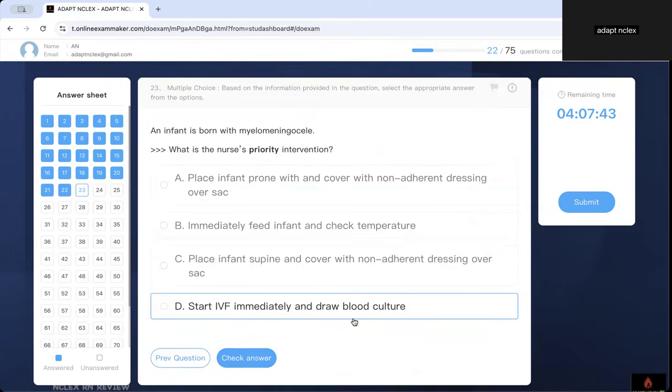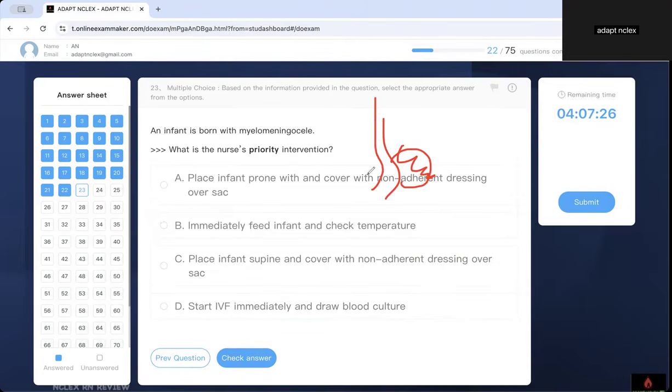Another patient, an infant, is born with myelomeningocele. You know what it is, right? What is the next priority intervention? These are the spectrum of spina bifida. That means the kid is born with a sac with some fluid on the spine. What do you want to do? Place the infant in the prone position and cover with a non-adherent dressing. Immediately feed the infant and check their temperature. Place the infant supine and cover with a non-adherent dressing over the sac. Start IV fluid immediately and draw a blood culture.